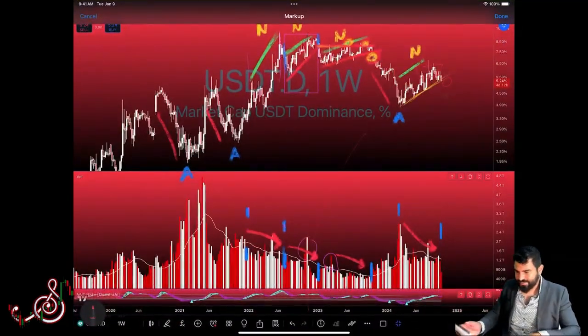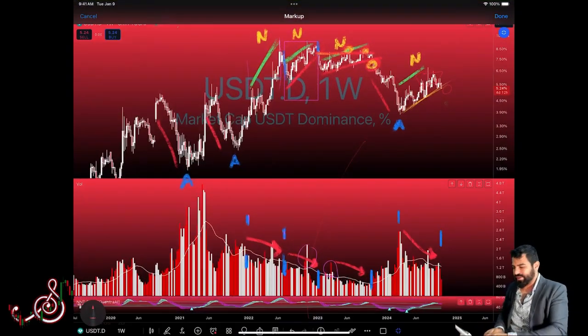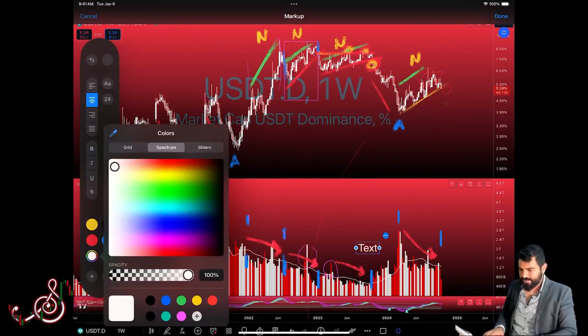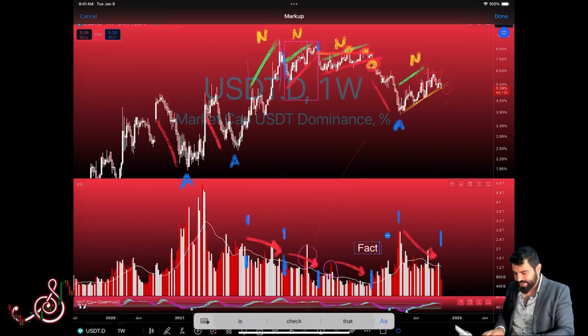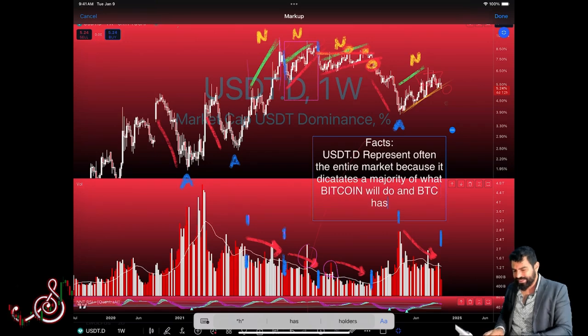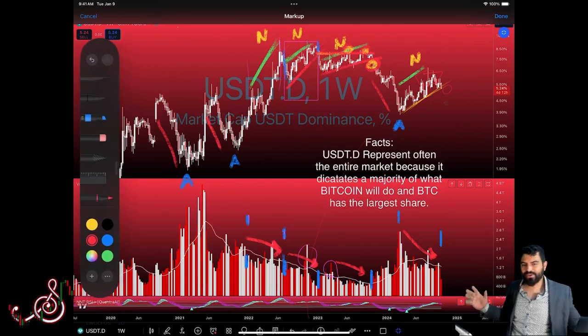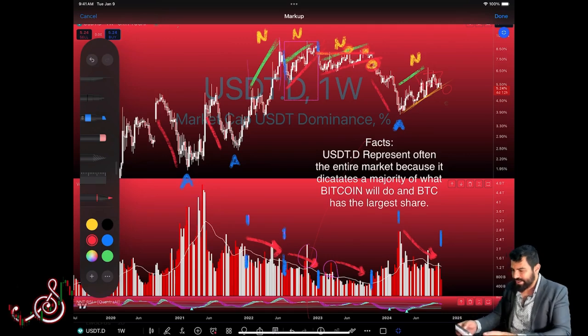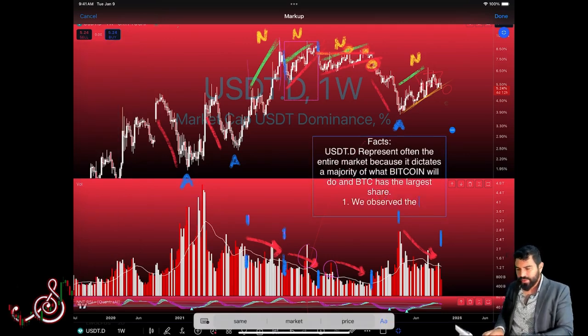So let's put it all together. The facts. Now that we examined everything. Okay? Add text, facts. We're on a fact-finding mission. Facts. BTC.D represents often the entire market because it dictates a majority of what Bitcoin will do. And Bitcoin has the largest share. If you don't believe me, pull up those screens and it'll show you the whole market share, and Bitcoin has the largest square on the whole board. We observe the accumulation areas. We marked this with an A.